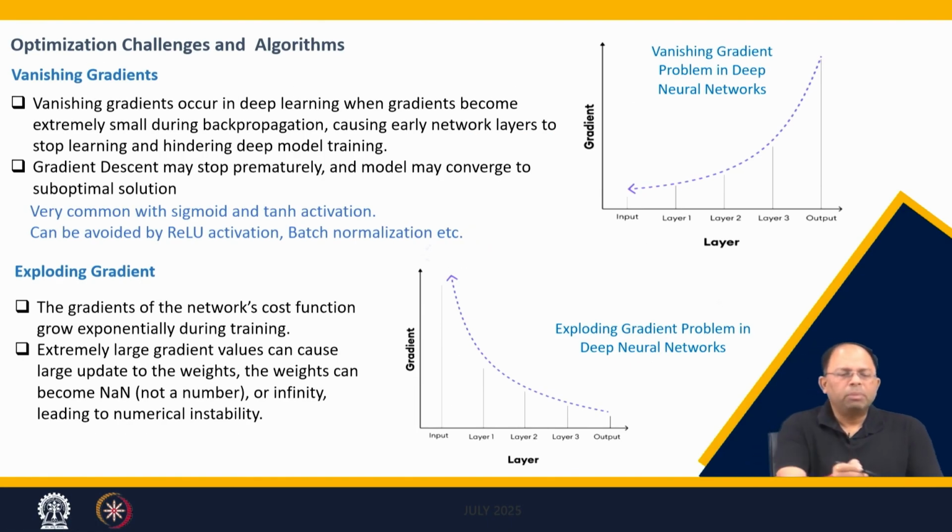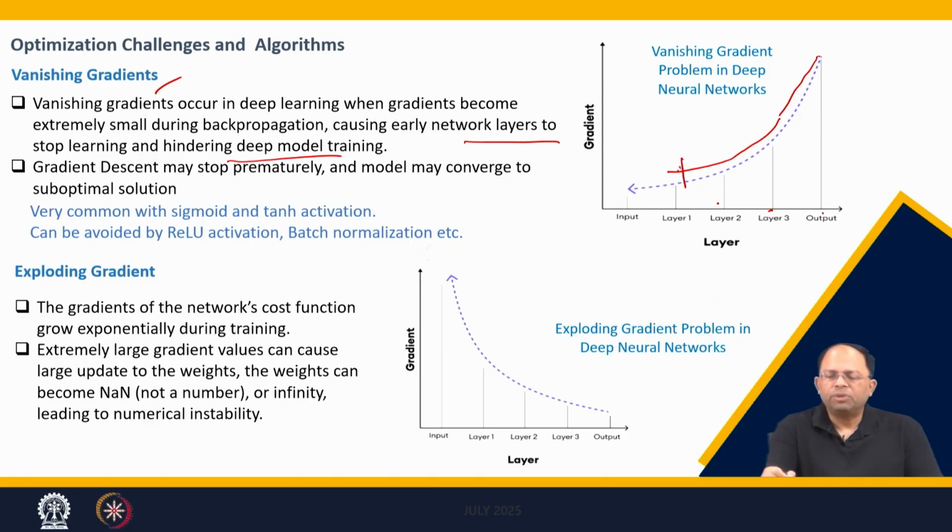Then this is the problem of vanishing gradients that we talked about earlier. As you can see over here, as we are back propagating from output to layer 3 to layer 2 to layer 1, the slope is gradually decreasing, right? That means the gradient is gradually vanishing. This occurs in deep learning when gradients become extremely small during backpropagation, causing early network layers to stop learning and hindering deep model training. So shallow training is happening, right?